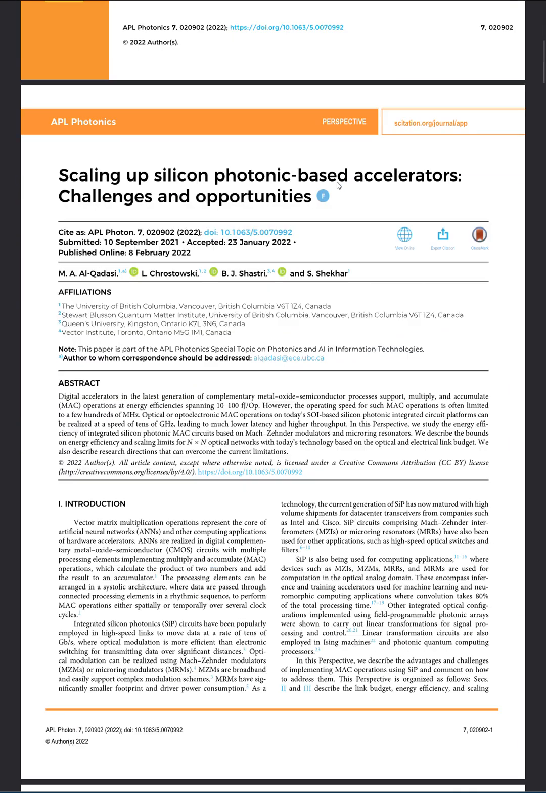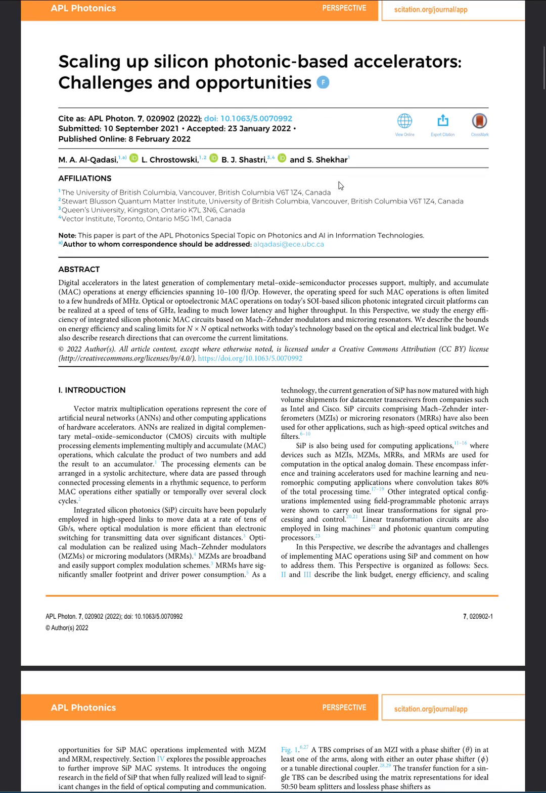Moving on to the abstract. The latest generation of CMOS multiply and accumulate operations have energy efficiencies from 10 to 100 femtojoules per operation. The speed of these, however, is limited to hundreds of megahertz. Optical and optoelectronic multiply accumulates can be realized at tens of gigahertz on today's silicon photonic integrated circuits. This leads to lower latencies and higher throughput, which can lead to higher efficiency and boosting of other desirables.